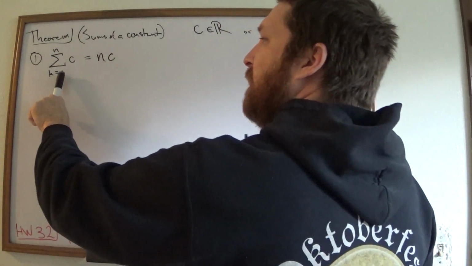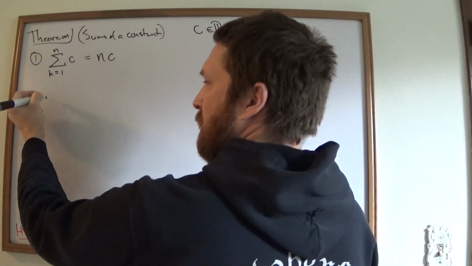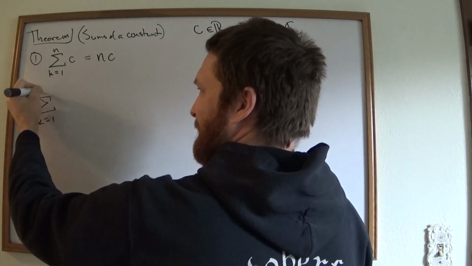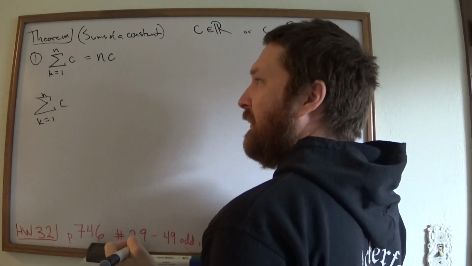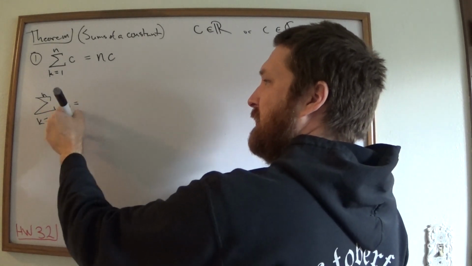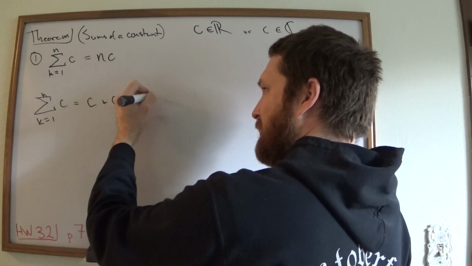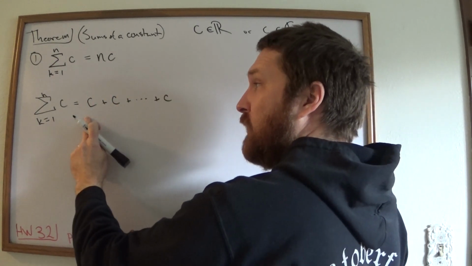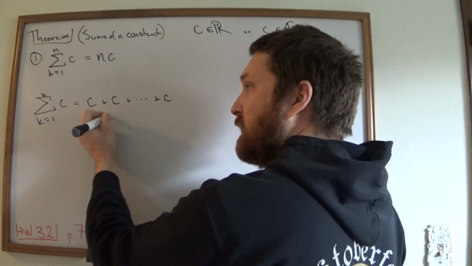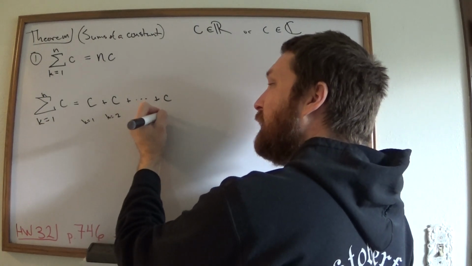So we're taking the sum from 1 up to n. Okay, so let's prove this real quick. It's not hard, right? In fact, why don't you pause the video and prove this? Okay. Well, what does this say? This says just take c and go plus c plus and so on. How many times? Well, you're doing this when k is equal to 1. You're doing this when k is equal to 2. And you keep doing that until k is equal to n.